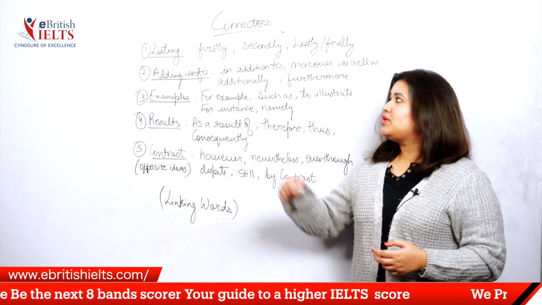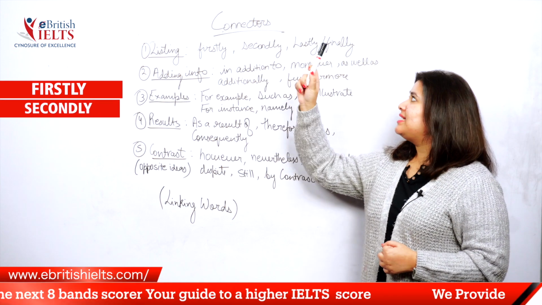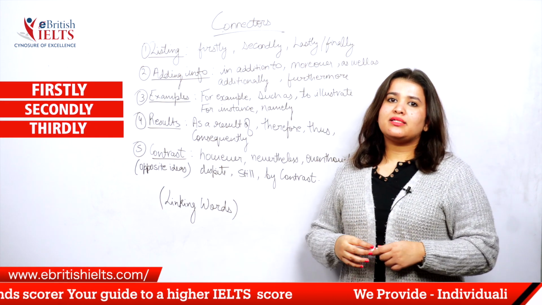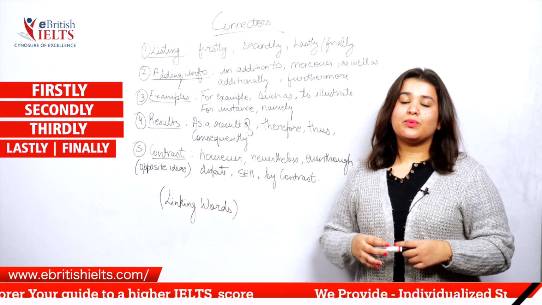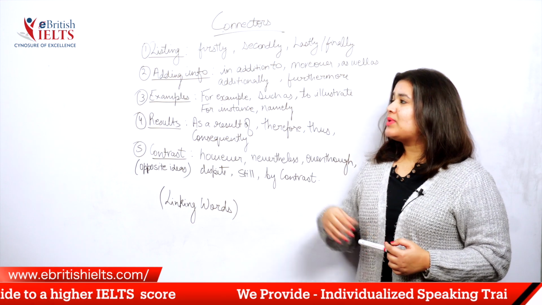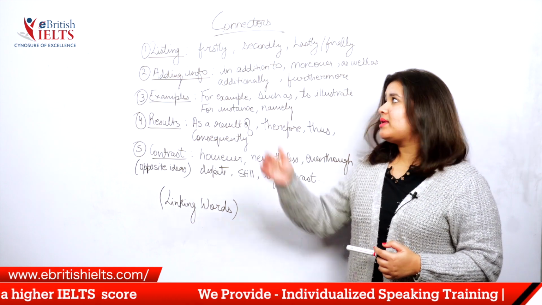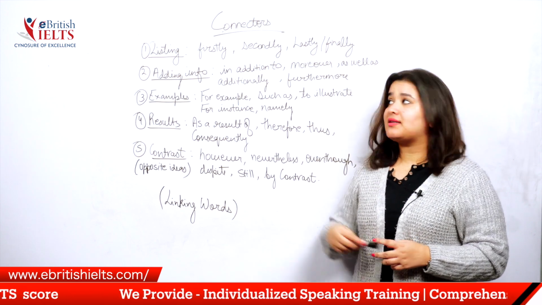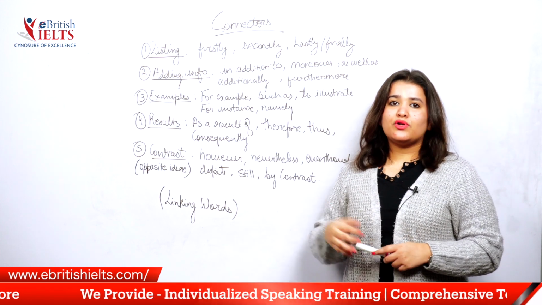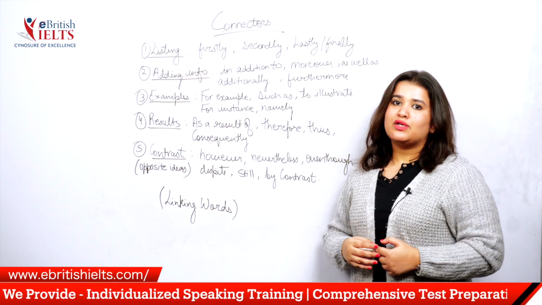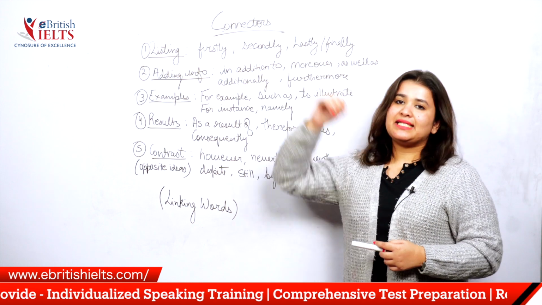So for that, you can use the words firstly, secondly, thirdly, and so on and so forth. And whenever you are listing out your last point, you can use the word lastly or finally. So you can either start your paragraph with firstly, then move on to the second body paragraph and start it with secondly, and then move on to your third body paragraph and end it with lastly or finally. So this is how you can use listing connectors.